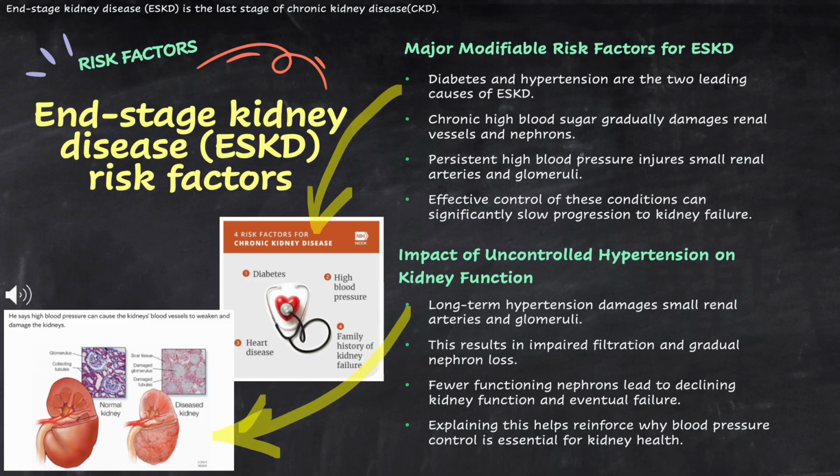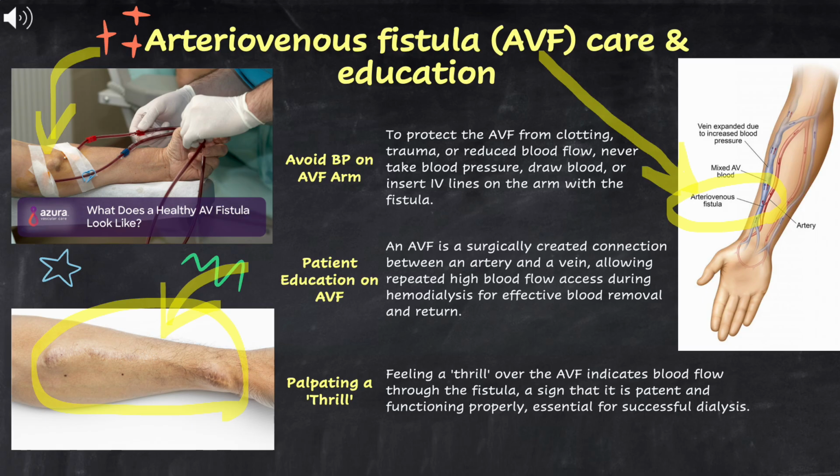the progression toward ESKD. Other contributors to kidney disease, such as certain medications, infections, or genetic conditions, exist. But diabetes and hypertension remain the leading preventable causes of end-stage renal failure, underscoring the importance of managing these conditions proactively. For patients on hemodialysis, a properly functioning vascular access is their lifeline.